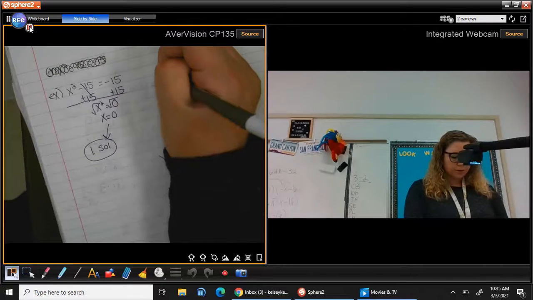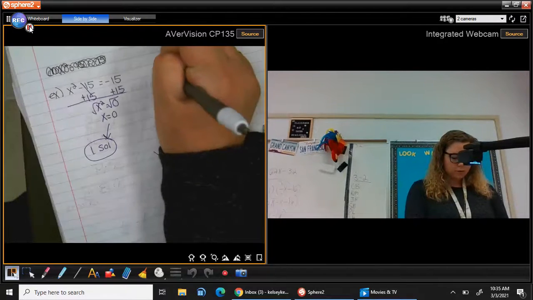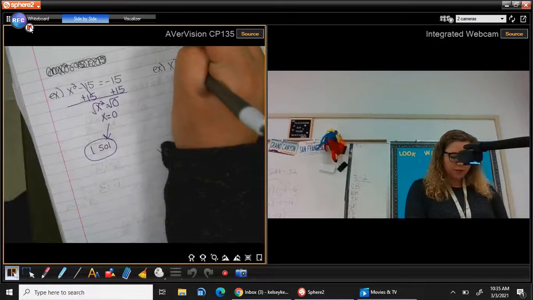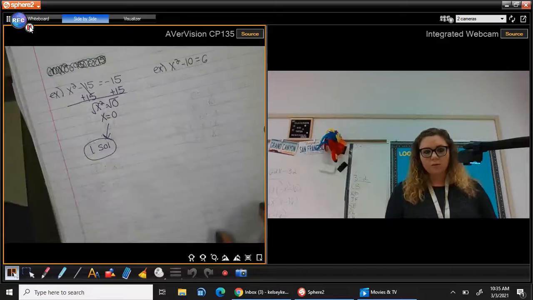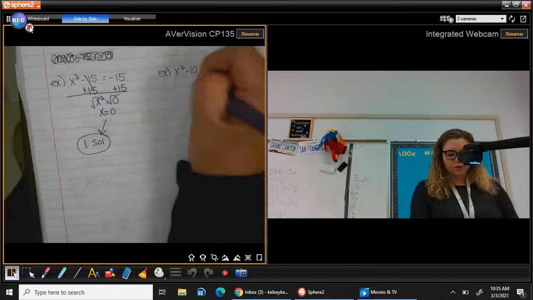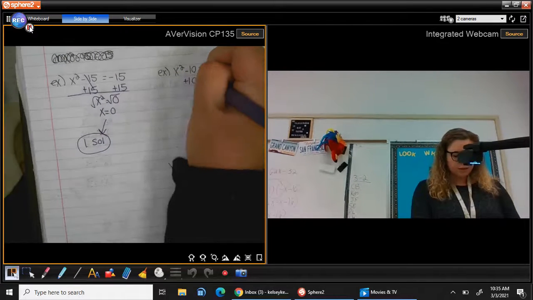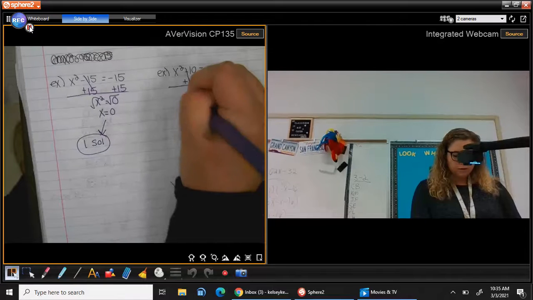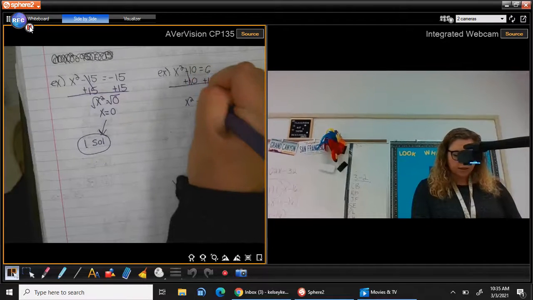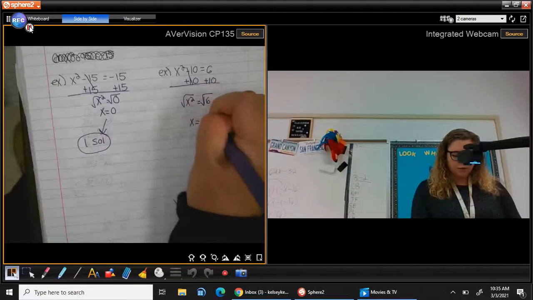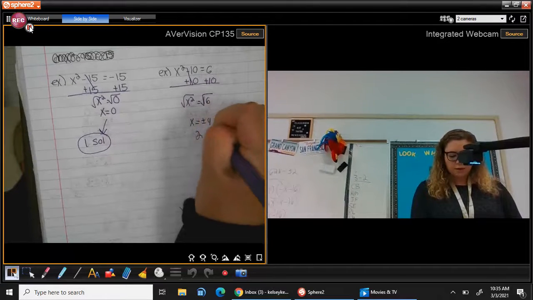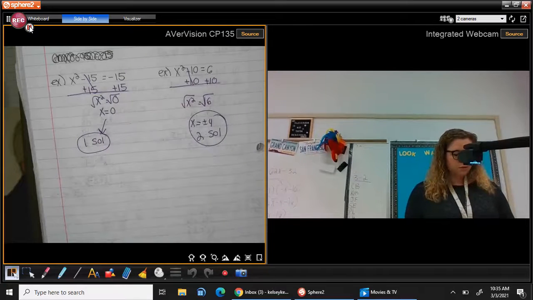So try this one. Pause the video, work this one out, and see what you get. Welcome back. So again, I'm going to add 10 to both sides. I get 16. Take the square root. X equals plus minus 4. So how many solutions am I going to have? 2 solutions.